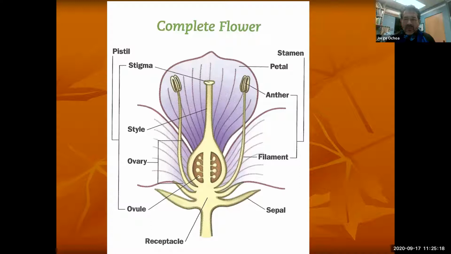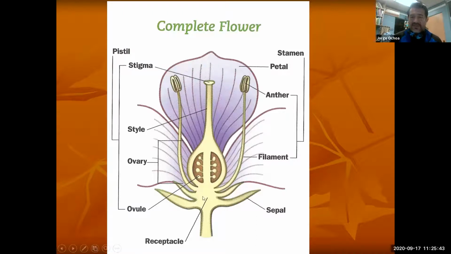So I always recommend you need to learn this flower. You need to be familiar with this flower. You need to know at least the basic part of this flower. And I'm saying this is a generic flower because, as we are going to find out, many plants are not going to look like this. However, some of the main components are going to be there, but just a little bit modified.